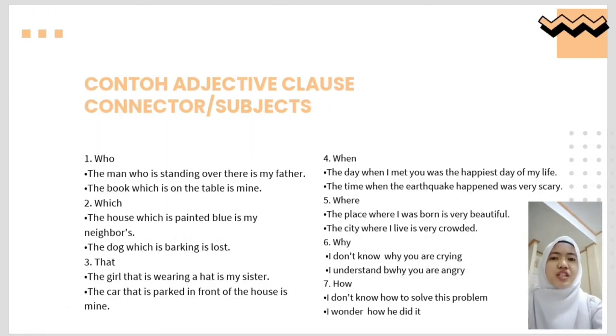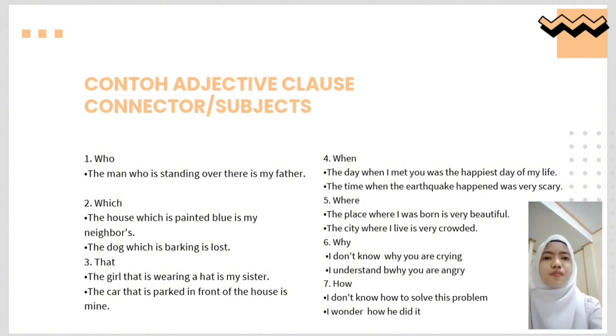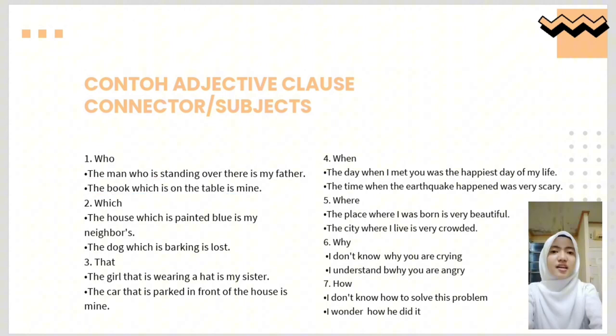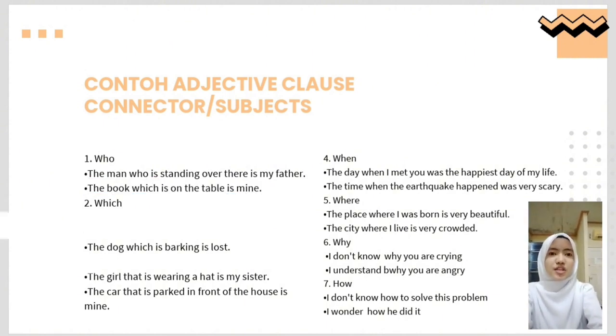An example of an adjective clause connector or subject. The first connector: who. The sentence: The man who is standing over there is my father. The man is the subject 1, and who is the subject or connector 2. Is standing is the verb 2. And is my father is the verb 1.